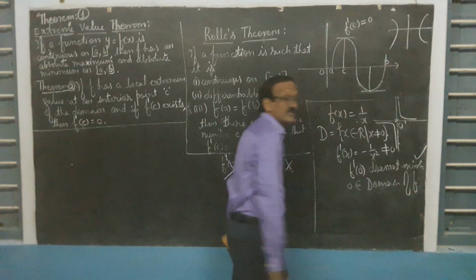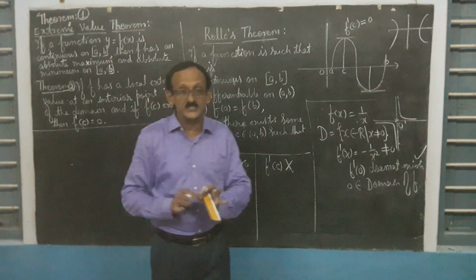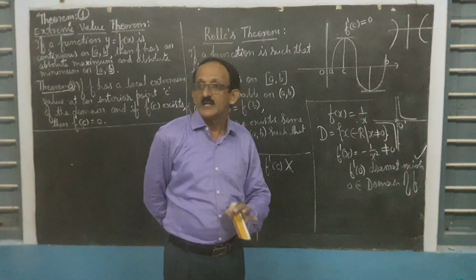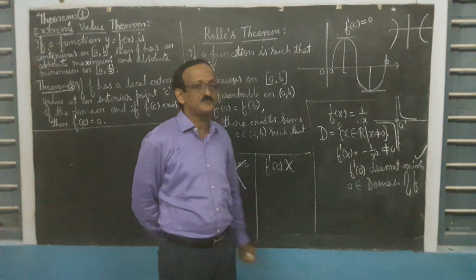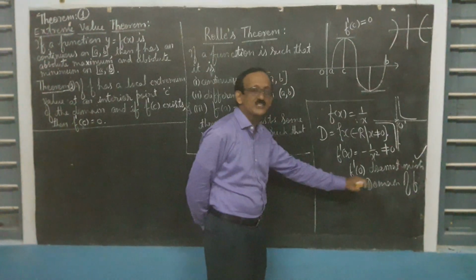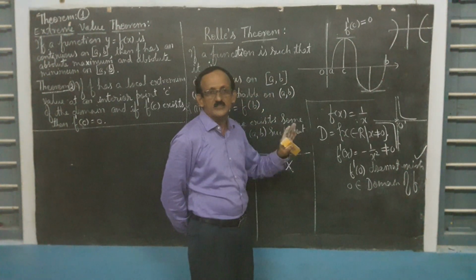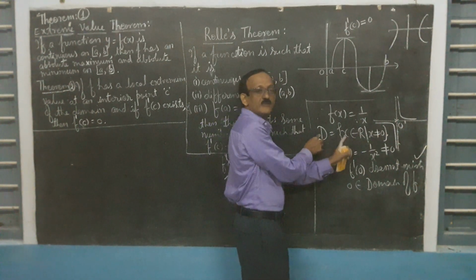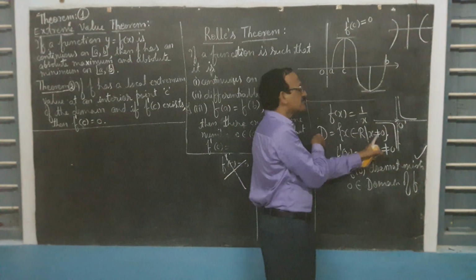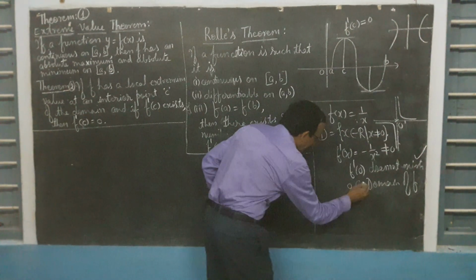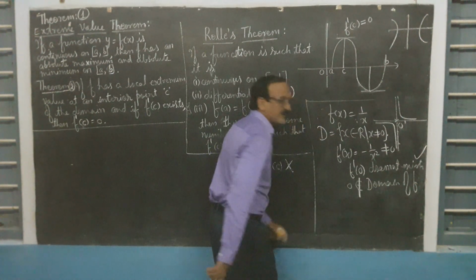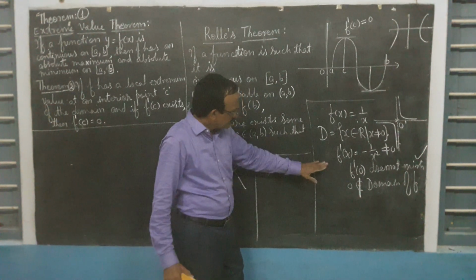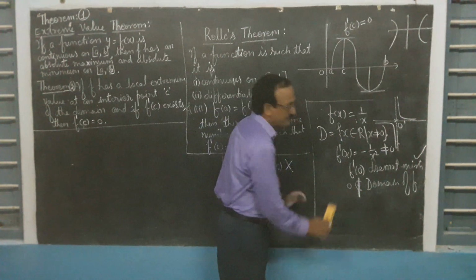In order that x equal to 0 qualifies to be the critical point, it should be in the domain of the function. Is 0 in the domain of the function? No. The domain consists of all real numbers except 0. It is not in the domain. Since 0 is not in the domain, we don't have a critical point at all.